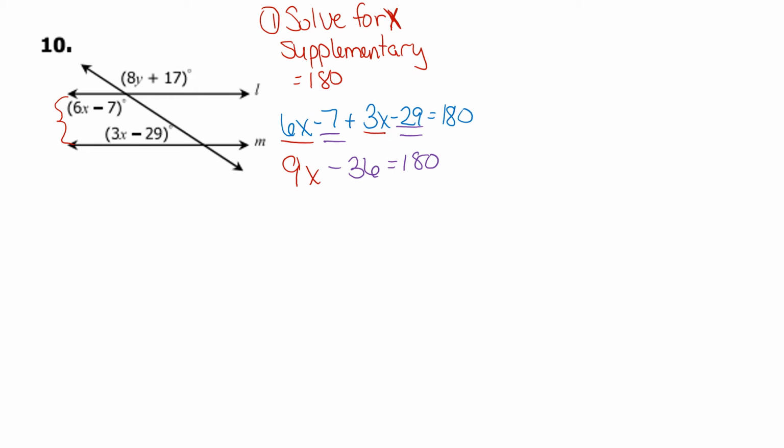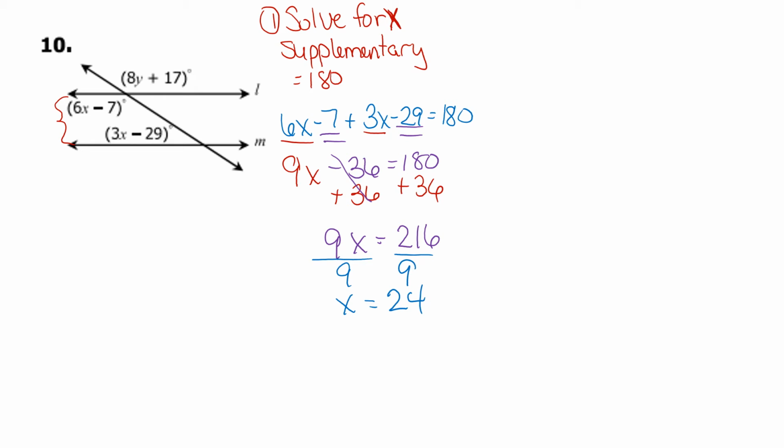At this point, I want to get my variable by itself as much as possible, so I'm going to add 36 to both sides of the equal sign. That's going to leave me with 9x equals 216. And my final step for the x is to divide both sides by 9. And that gives me the fact that x is 24.